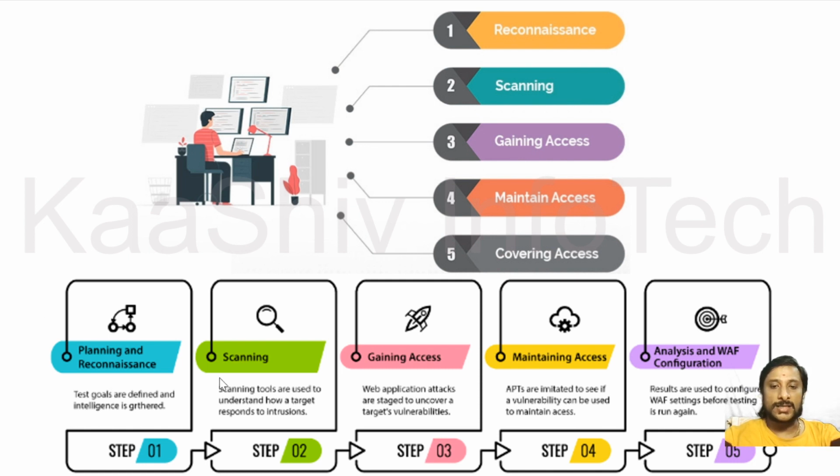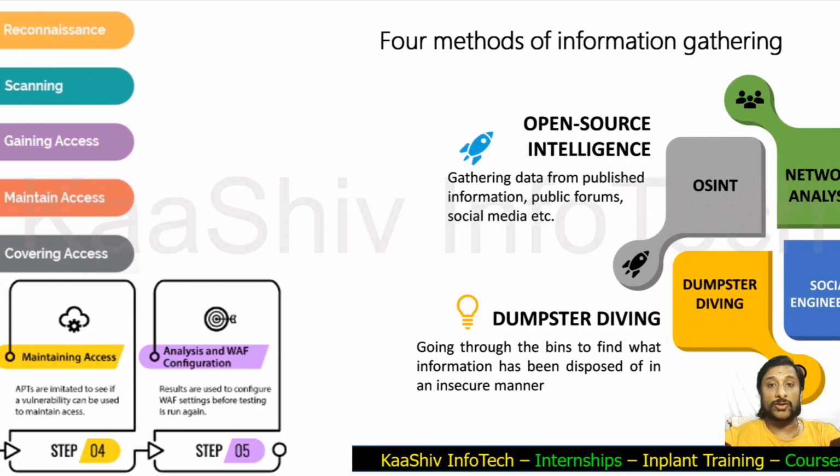Okay, so these are the 5 steps which I have shown here. Planning and reconnaissance: test goals are defined and intelligence is gathered. Scanning tools will be used to scan and gain the access. They will try to enter the system, maintain the access, and do some analysis. And obviously, they will try to attack the systems. This is how the hackers will try to do it.